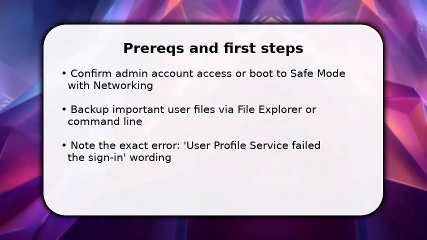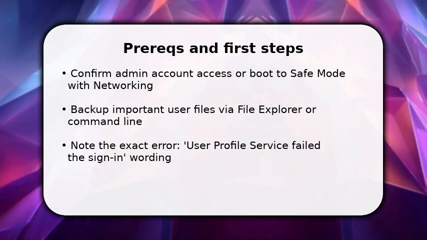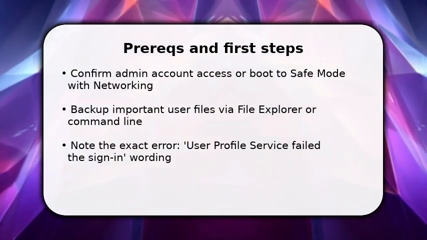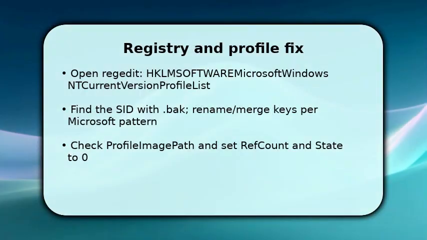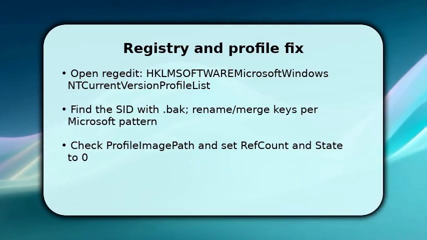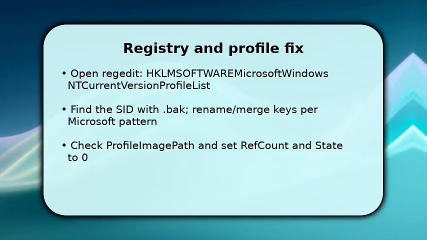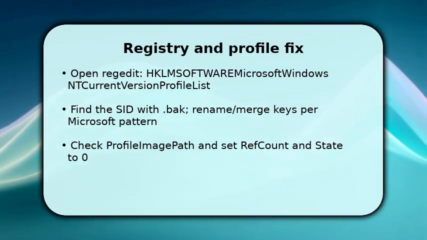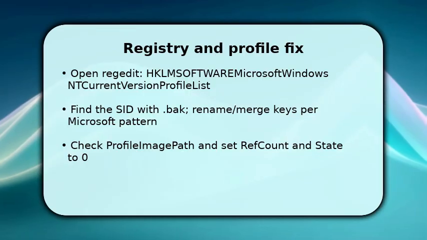You'll open Regedit and navigate to HKLM\Software\Microsoft\Windows NT\CurrentVersion\ProfileList. This is where Windows maps accounts to profile folders. Once there, locate the SID entries. If one has a .bak, you will rename and, if needed, remove the .bak from the correct SID so Windows uses the intact profile.